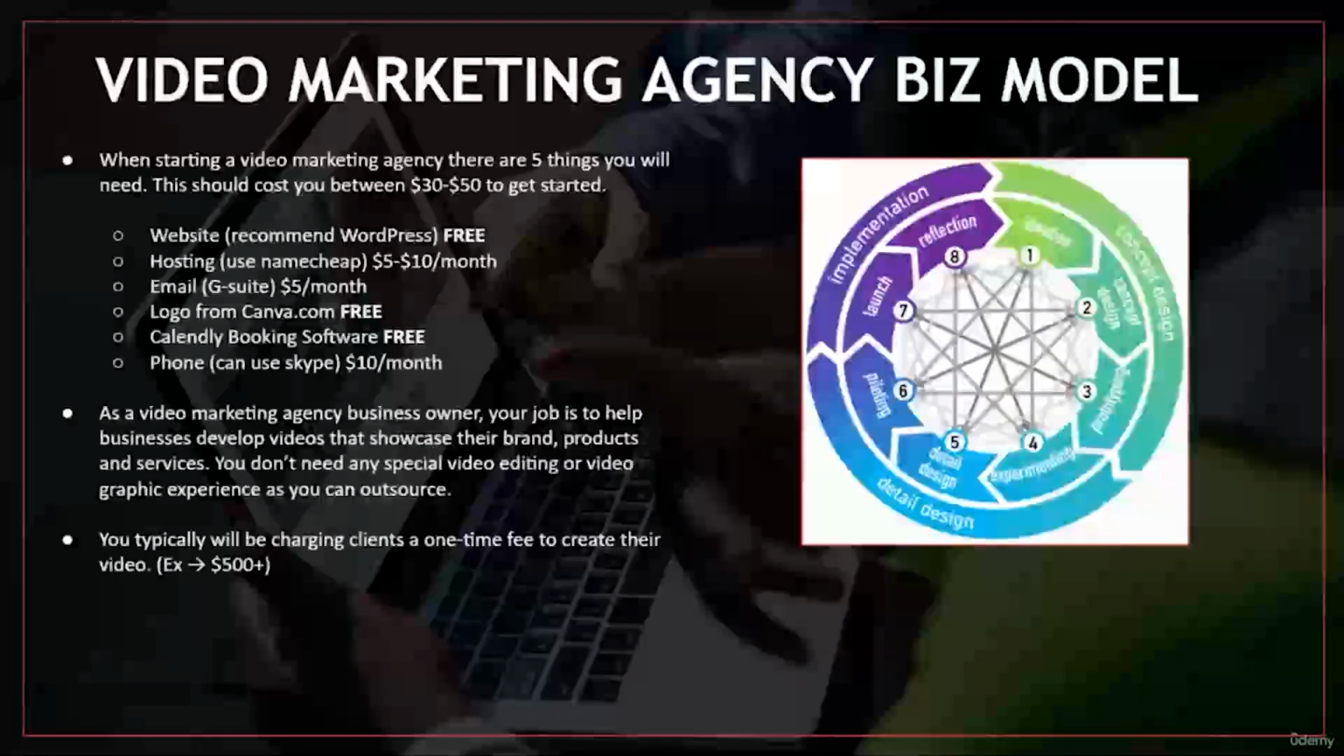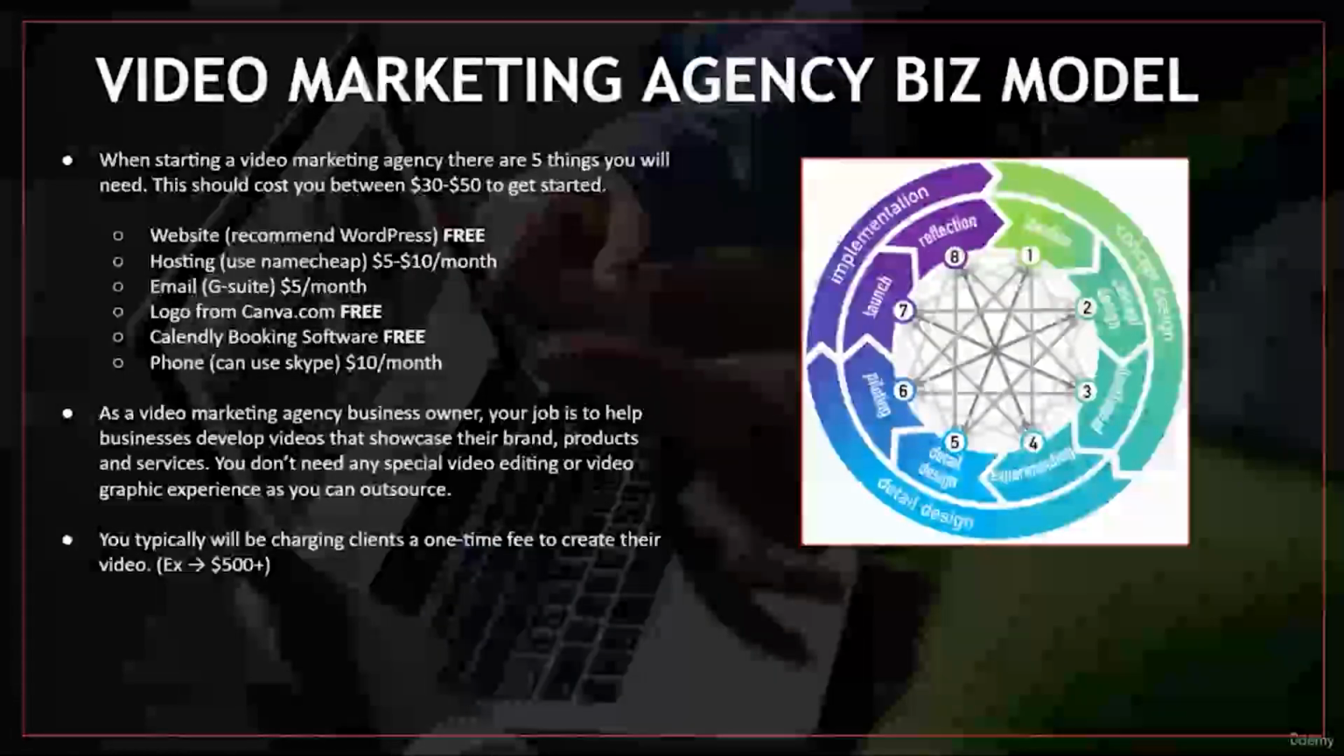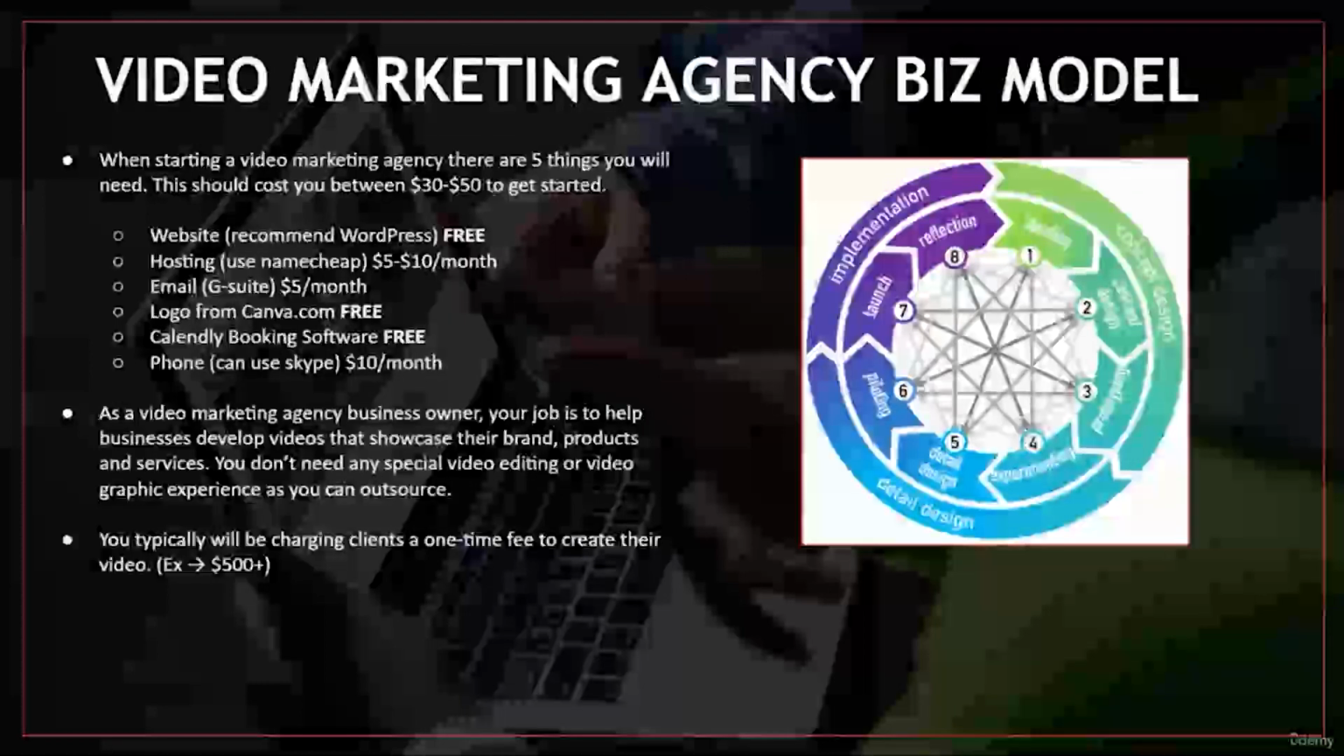So as we can see here, when you're starting out your video marketing agency, you're really going to need 5 or 6 things. I believe I have 6 things here, but I have listed 5, because it depends on whether you really want it, since it's not necessarily a must-have. But here we have the things that we're going to need to get started. $30 to $50 to get started here.